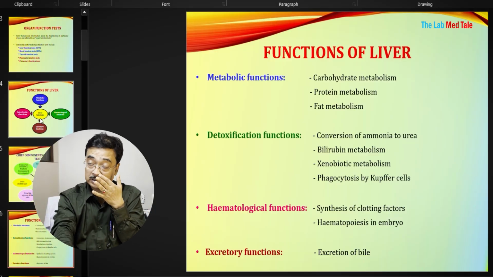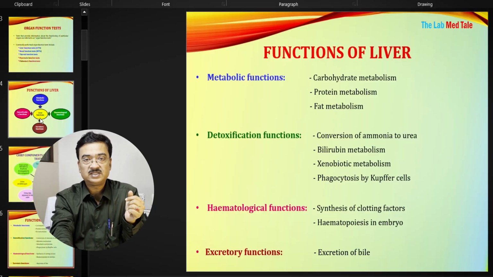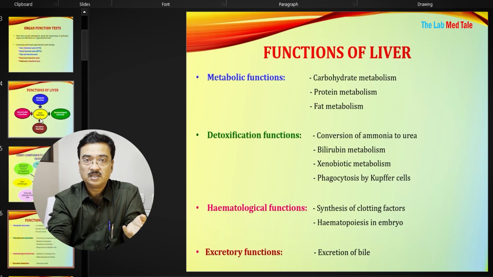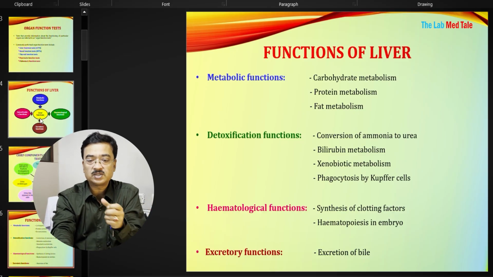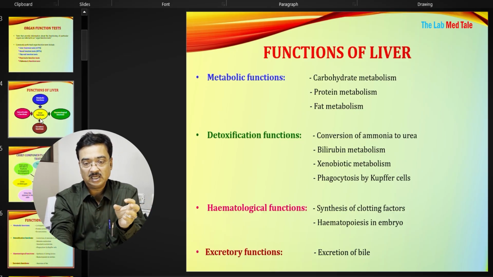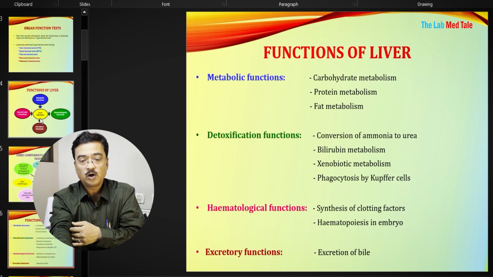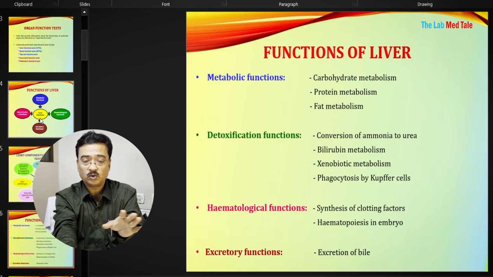Detoxification functions: yes, because the liver is metabolically so active, it causes some detoxification. Particularly, we generate lots of ammonia. The ammonia is converted to urea in the liver only, one of the principal detoxification functions. Also, bilirubin metabolism, xenobiotic metabolism, and phagocytosis by Kupffer cells are all basically detoxification functions.